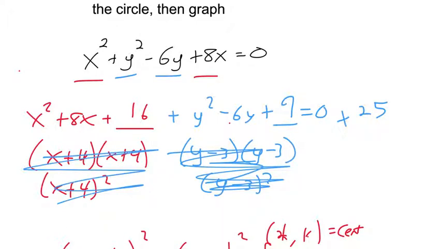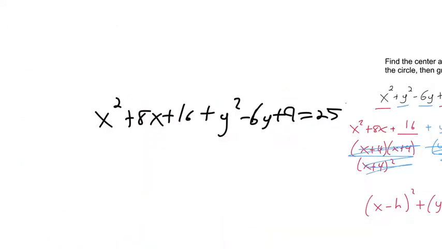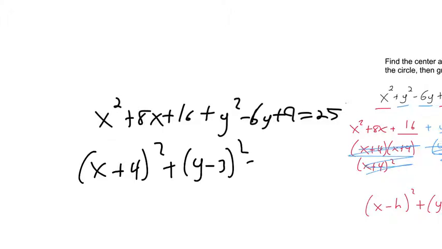So let's see what we're dealing with right now. We'll write it out as one big equation. Here's what it looks like, and then we factor, like we said, the x terms. You get x plus 4 squared. And then the y terms, you factor and get y minus 3 squared. And then we have 25 over here. So it's getting closer to that standard form.